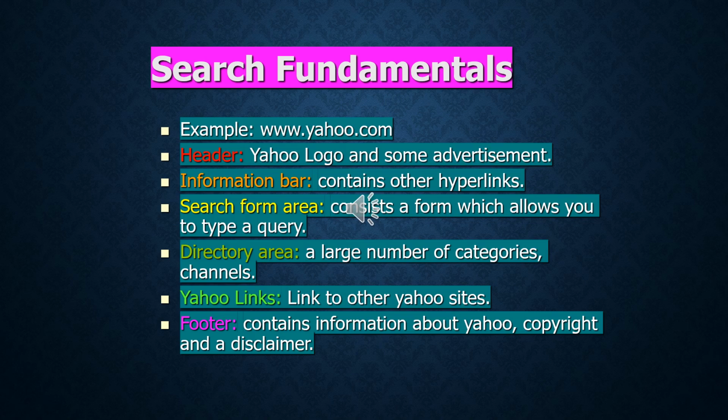Next, after the information bar, you will see the search form area, which contains the form which allows you to type a query that you are looking for. After that, you will see the directory area, which includes a large number of categories and channels. Next, you will see the Yahoo links to other Yahoo sites. Yahoo has other links like news, emails, and so on. Lastly, you will see the footer, which contains information about Yahoo, the copyright, and a disclaimer. If you open Google, you will see something similar to this.